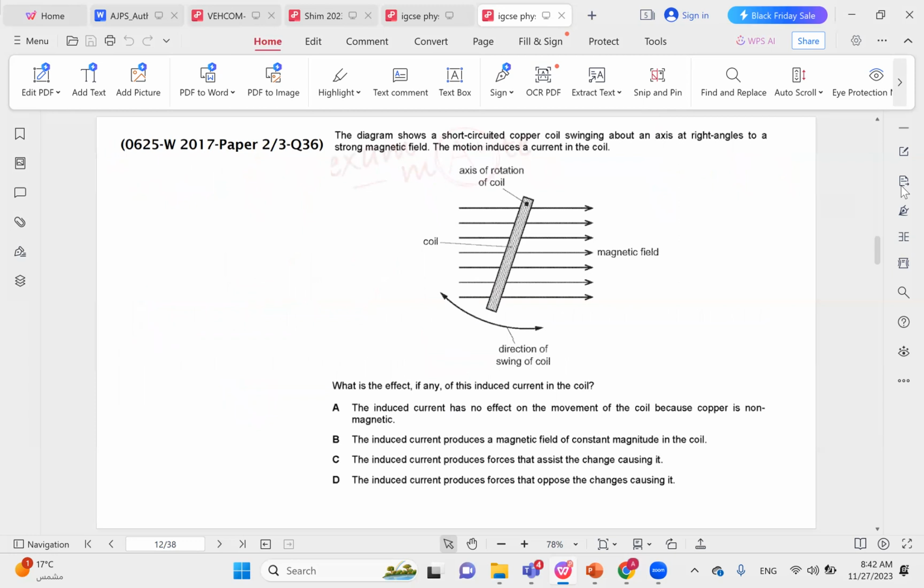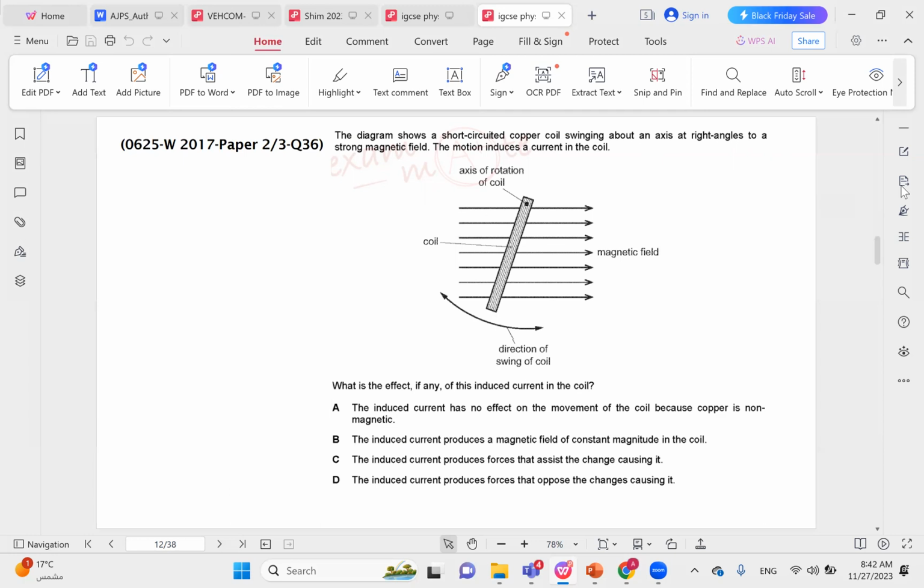The diagram shows a short-circuited copper coil swinging about an axis at right angles to a strong magnetic field. The motion induces a current in the coil. Like we said, there is a coil and it's swinging, and the magnetic field is fixed in position. But because the coil itself is moving, the interaction between them is constantly changing. And if we have a changing magnetic field, then we have induced electricity.